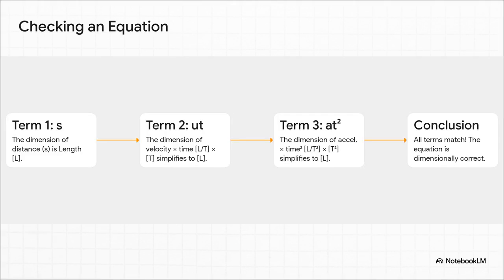We can use this idea to check pretty much any equation. Let's look at this classic one for distance. We just check the dimension of each piece of the equation, one by one. So S is distance. Its dimension is length. Easy. Now UT, that's velocity times time, which actually simplifies down to length. And AT squared, well, we can ignore the number 1/2 because numbers don't have dimensions. And guess what?